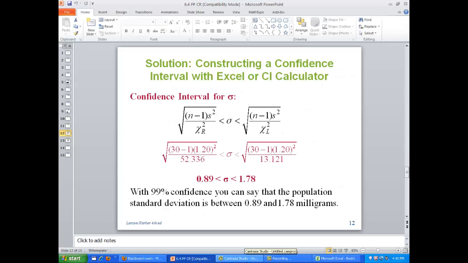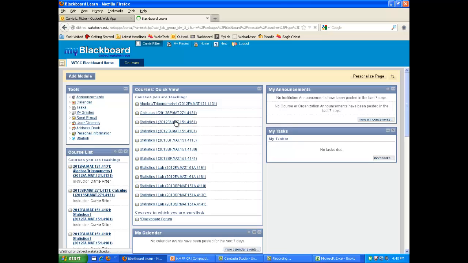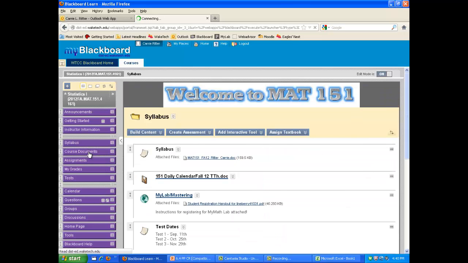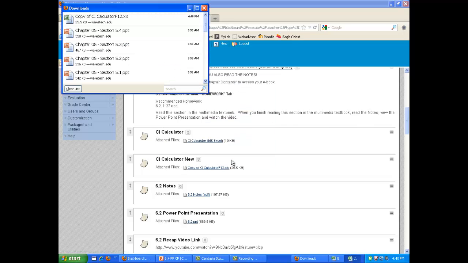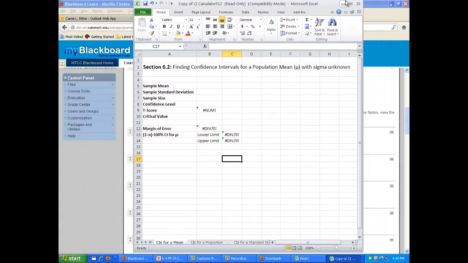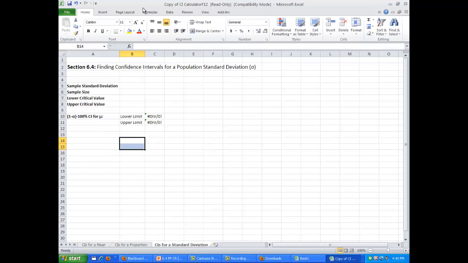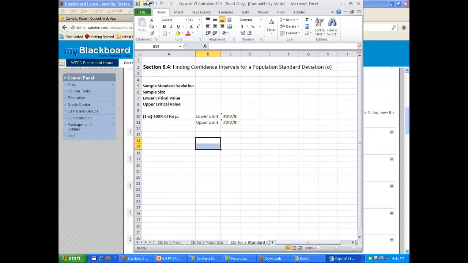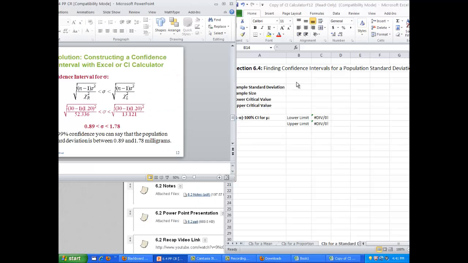Alright, so now I'm going to go back to Blackboard, into our course documents, Chapter 6. I'm going to go down here to my calculator, open it up. And notice when I'm looking at the calculator here, we have CIs for a mean, CIs for a proportion, and CIs for standard deviation. Well, in Chapter 6.4, we're doing CIs for standard deviation. So now I'm going to move this over here so that I can also look at my PowerPoint. I'm going to go back to my PowerPoint and make it small as well.